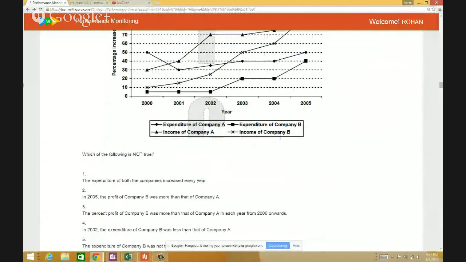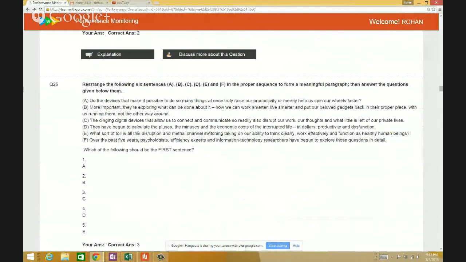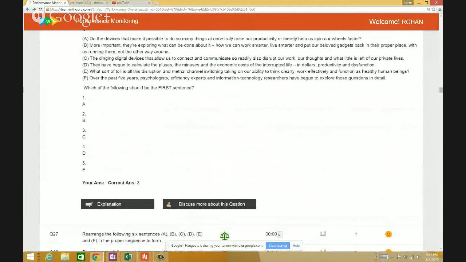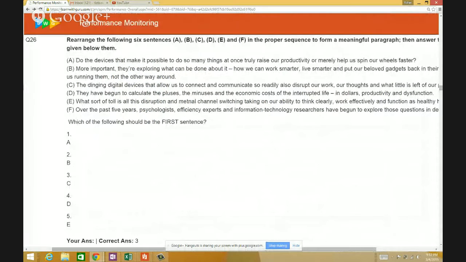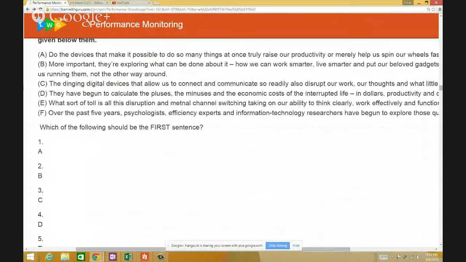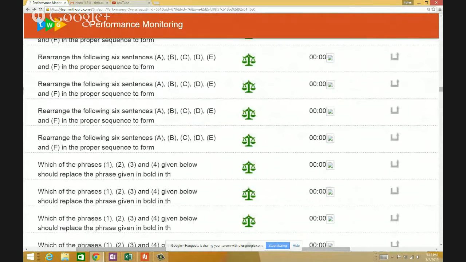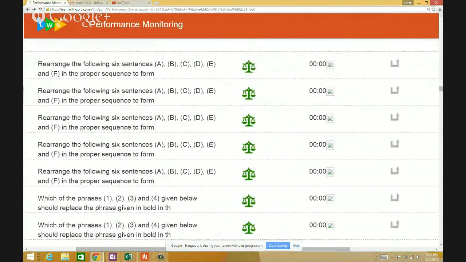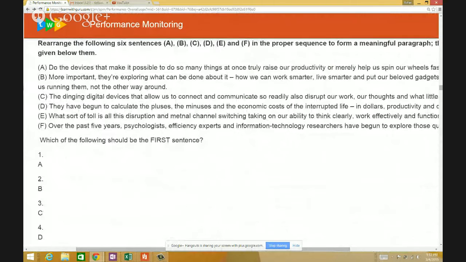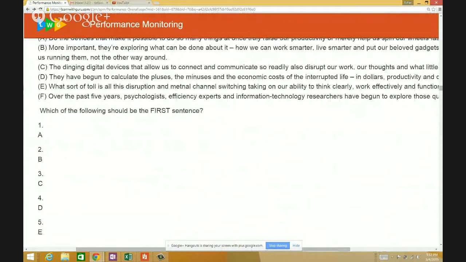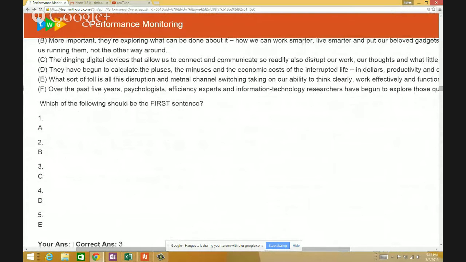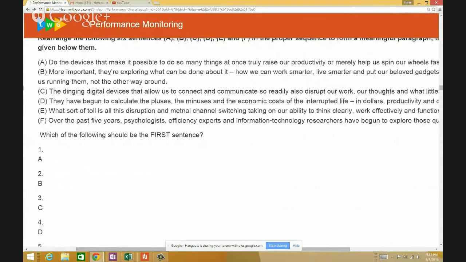Now you have parajumbles, A to F. Now parajumbles, there are some basic rules to follow. For example, if you look at this parajumble, and just zoom in, I'm not interested in the content right now. "Do the devices..." and "They are exploring." Now, when I say they are exploring, they are basically talking about something which is already mentioned. So B cannot be the starting statement. Got the point? Similarly, if you go to "The dinging digital devices," we'll consider this as well. This can be a starting. So A and C can be the starting.